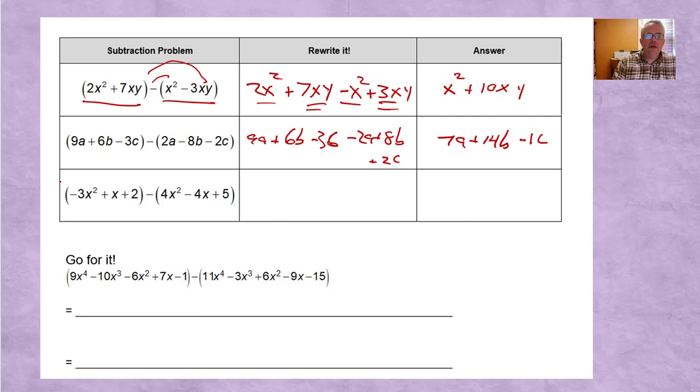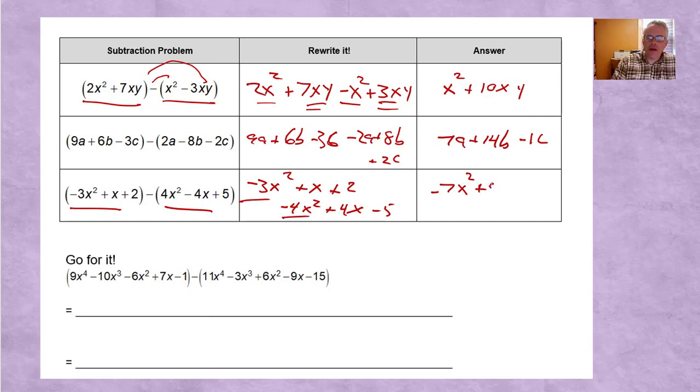Alright, two more trinomials. All of this minus all of that. So it's going to be minus 3x squared plus x plus 2 minus 4x squared. Minus a minus 4x is plus 4x. Minus a positive 5 is minus 5. So when we combine like terms, negative 7x squared, that's combining the x squared terms. Add the x terms, that's plus 5x. And 2 minus 5 is negative 3.